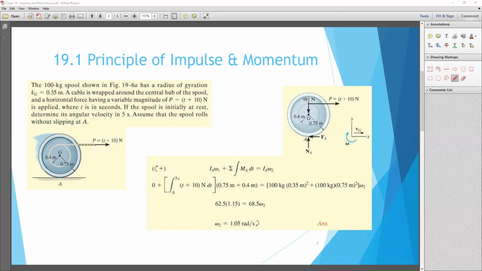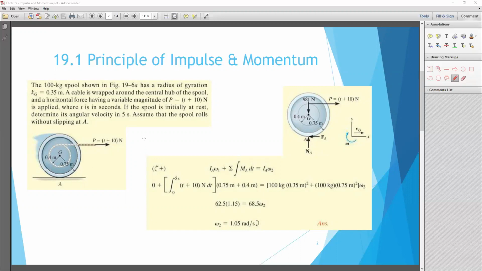A cable is wrapped around the central hub of the spool, and a horizontal force having a variable magnitude of P equal to t plus 10, and the unit is in Newton. So the P is dependent on the time, t, of course, in seconds. If the spool is initially at rest, determine its angular velocity in 5 seconds. Assume that the spool rolls without slipping at A. It will roll to the right.